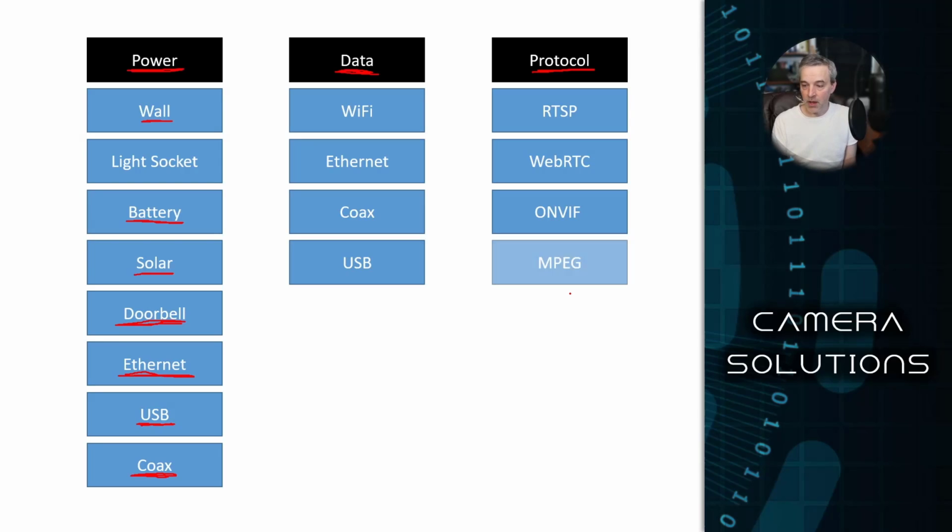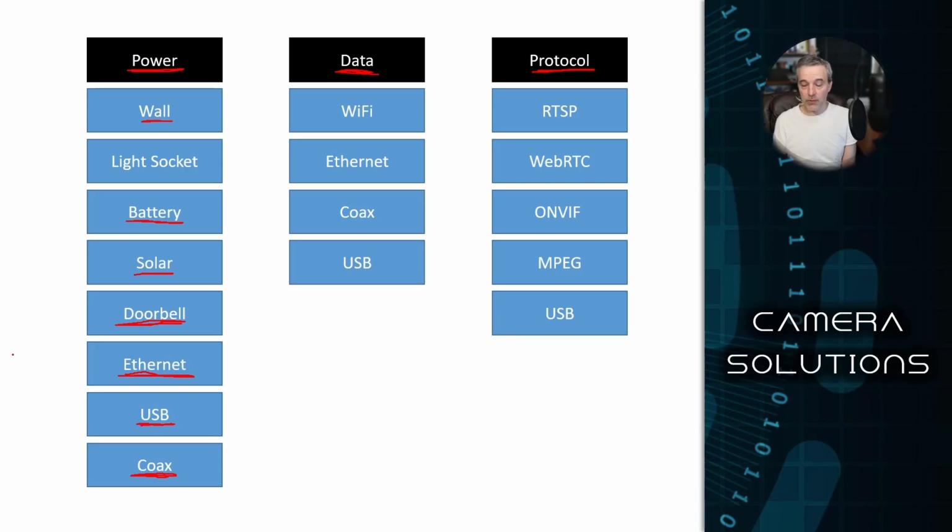Another one is just good old-fashioned MPEG. MPEG is both an encapsulation protocol for video, but it can also be used for streaming as well. And so many cameras have implemented the ability to stream MPEG over Ethernet or over Wi-Fi. And if you can get an NVR or DVR that supports MPEG, then you can use that for capturing video and so on. Another one is USB.